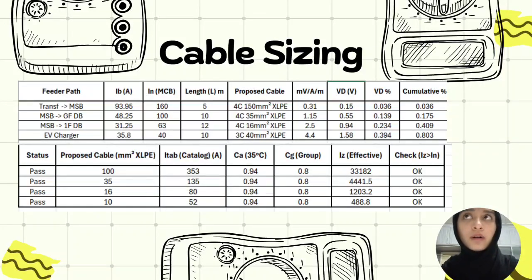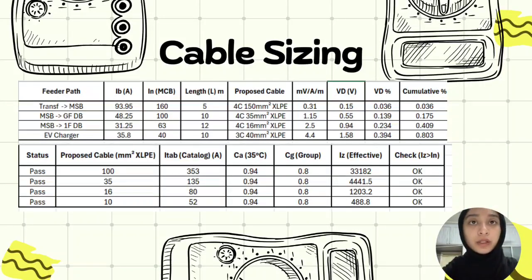Next, for VD percent, for the feeder path we need to divide by 400. So the formula is voltage drop divided by V supply, which is 400, times 100. So we get the result.